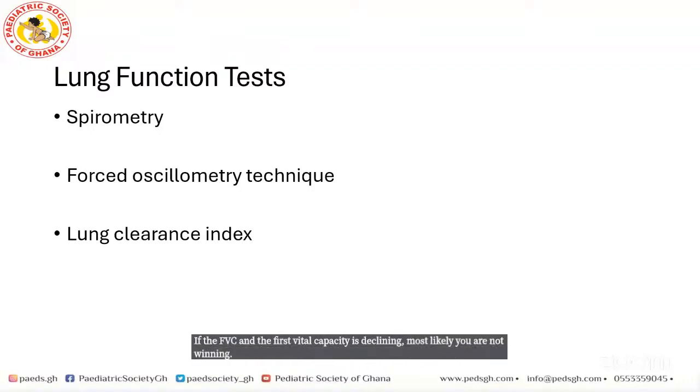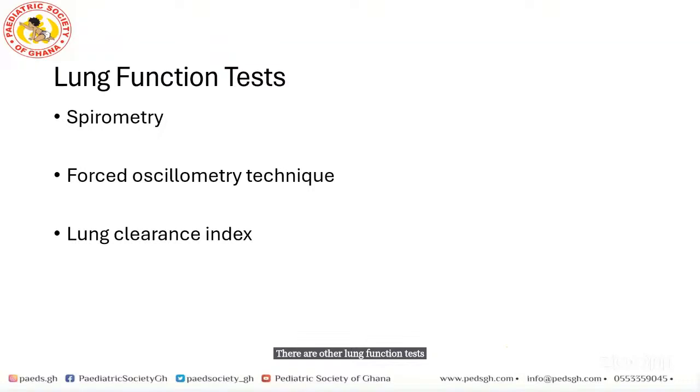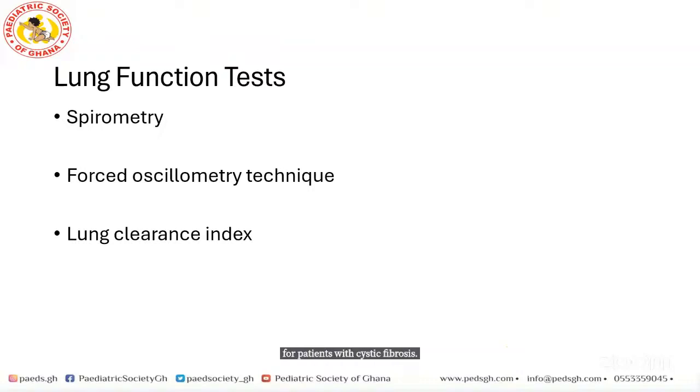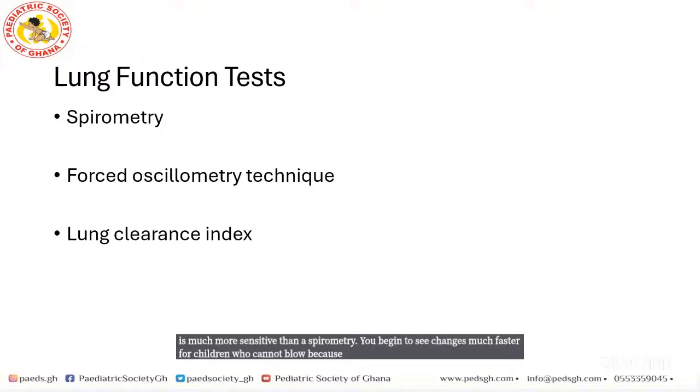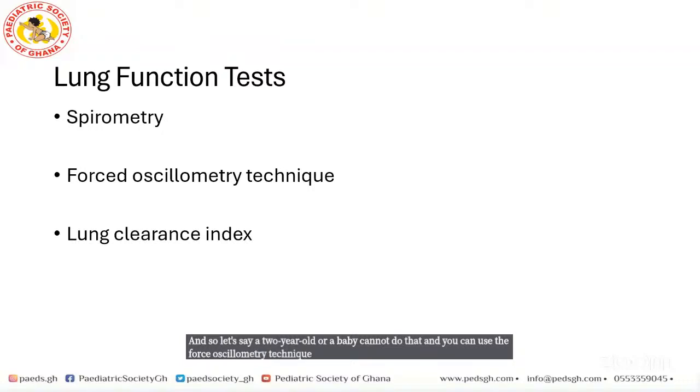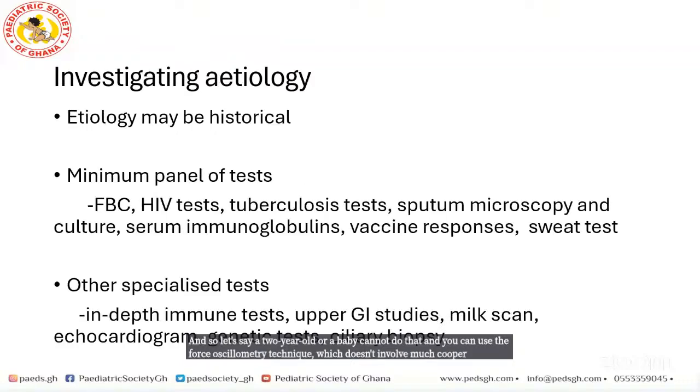There are other lung function tests we have, but I don't think we have them in Ghana currently. For patients with cystic fibrosis, the lung clearance index is much more sensitive than a spirometry. You begin to see changes much faster. For children who cannot blow, because spirometry is a forced maneuver, you have to ask the child to give the biggest blow they can blow. So let's say a 2-year-old or a baby cannot do that, and you can use the forced oscillometry technique, which doesn't involve much cooperation from the child.